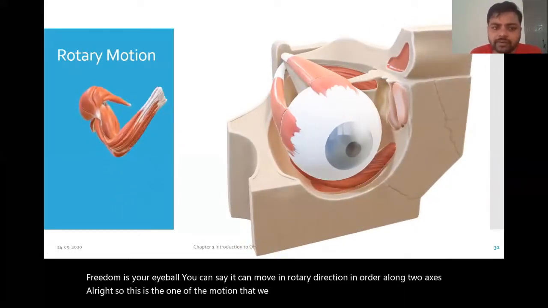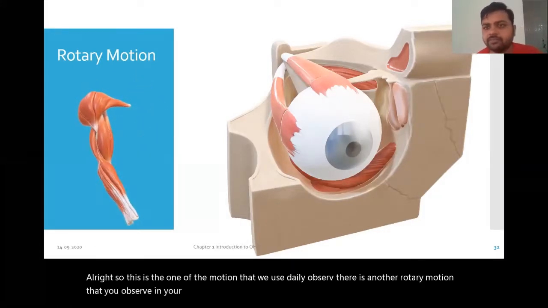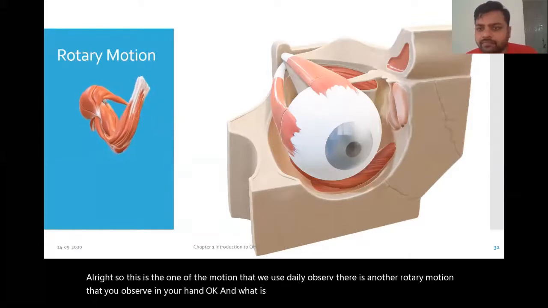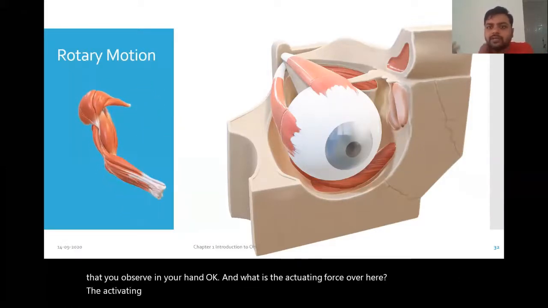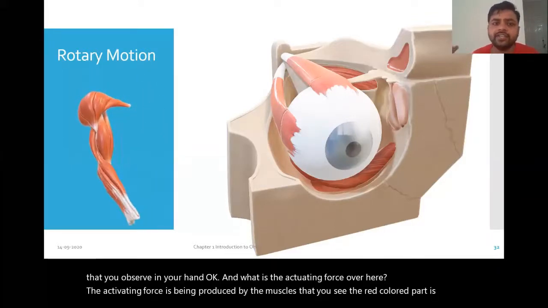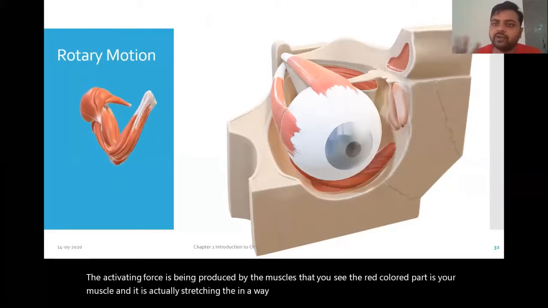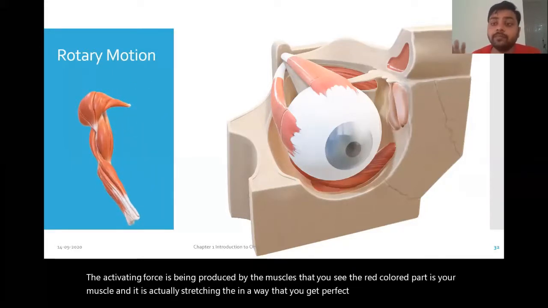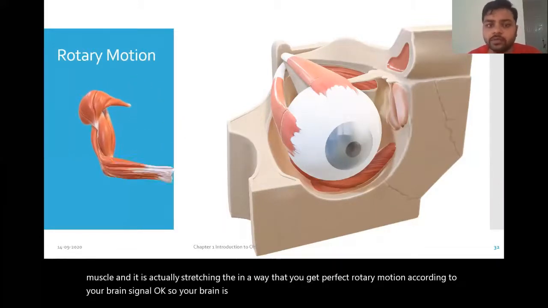There is another rotary motion that you observe in your hand. And what is the actuating force over here? The actuating force is produced by the muscles that you see. The red colored part is your muscle, and it is actually stretching the bones in a way that you get perfect rotary motion according to your brain signal. Your brain is giving a signal and the rotary motion is produced.